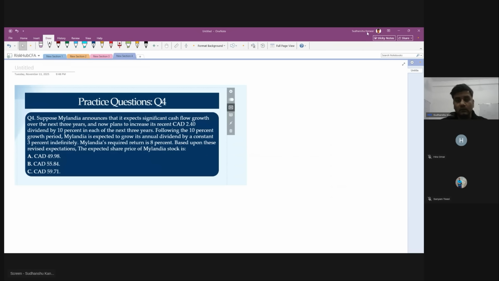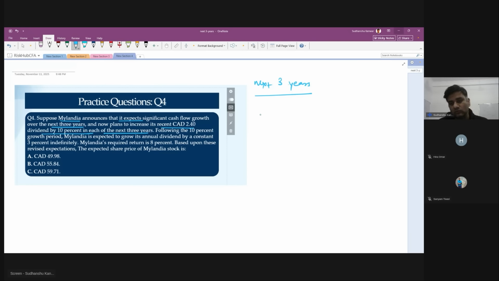When we are solving this question, read it carefully and first try to analyze it. Suppose again Milandia announces that it expects significant cash flow growth over the next 3 years, and plans to increase its recent 2.40 dividend by 10% in each of the next 3 years.